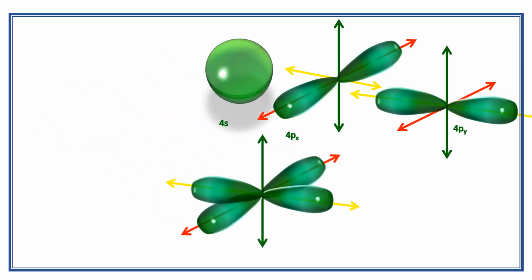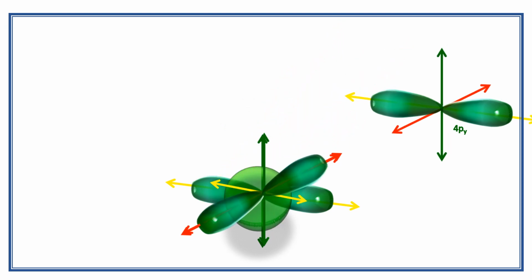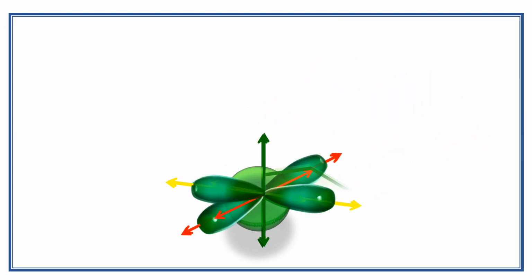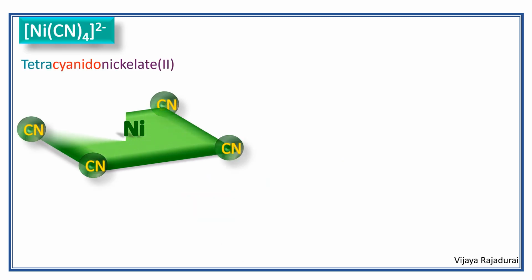Here you can see the dsp2 hybridized orbitals of this nickel complex. The structure is square planar. This complex is diamagnetic in nature due to the absence of unpaired electrons.